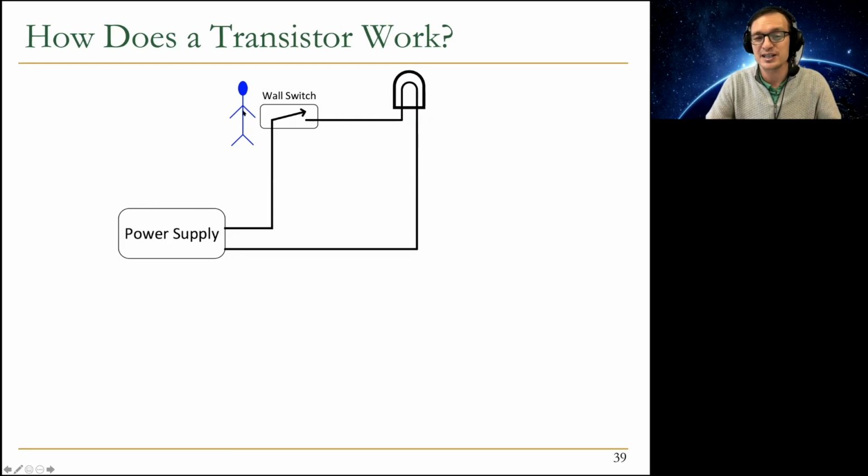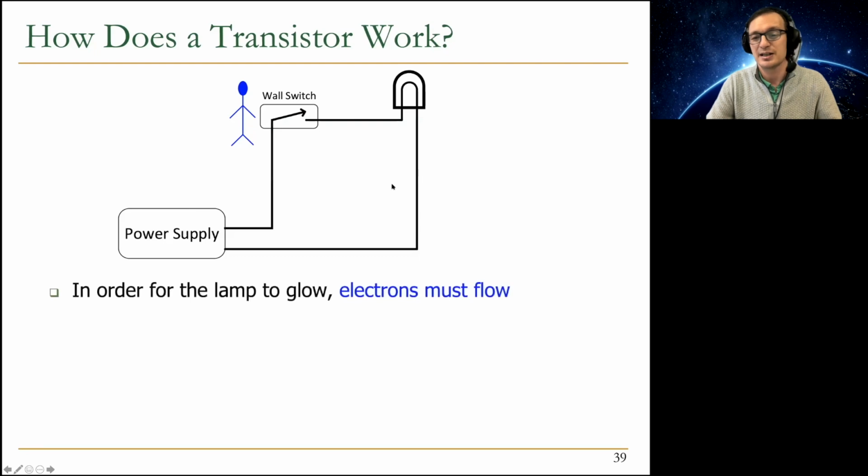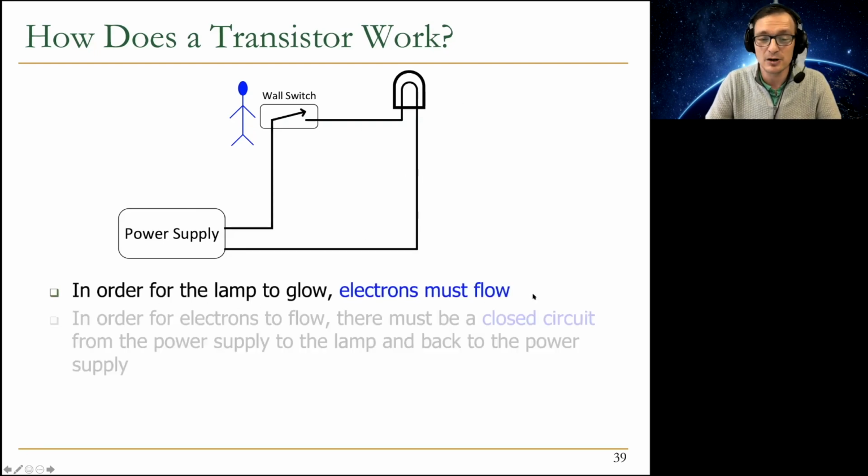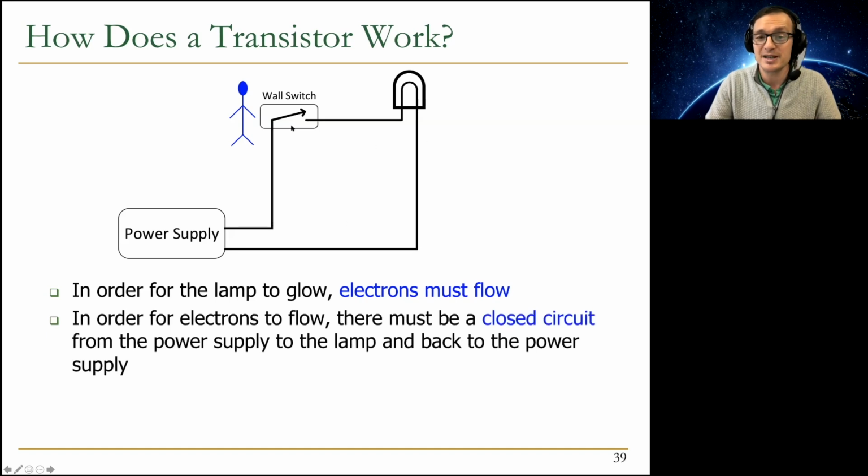Now, as a person, I can go to this wall switch. I already said this basically. In order for the lamp to glow, the electrons must flow. In order for the electrons to flow, there must be a closed circuit. So we cannot have this as an open circuit. We need to close the circuit from the power supply to the lamp and back to the power supply. Right?